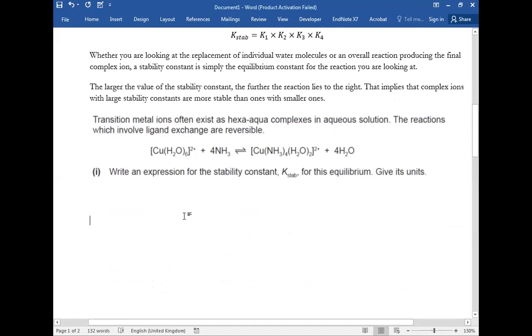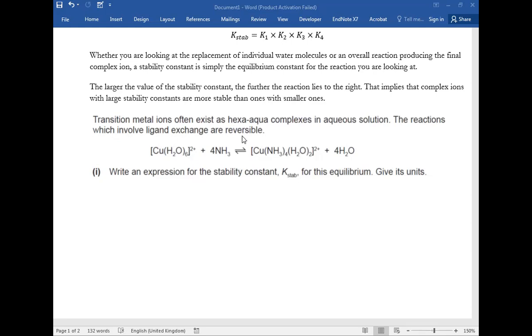It is a very generic question. Transition metals often exist as hexa-aqua copper complexes in aqueous solutions, and these ligand exchanges are reversible. I told you when I was teaching reversible reactions that almost all ligand exchanges are reversible, but specifically the chloride ones you studied as the reversible one. But right now this one will also be called reversible. Write an expression for the stability constant for this equation.